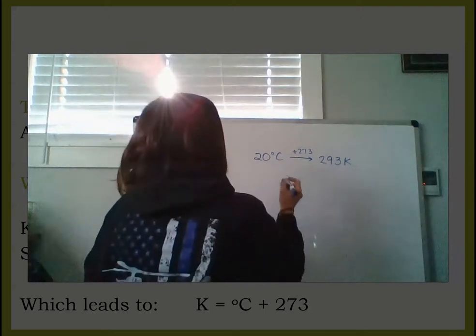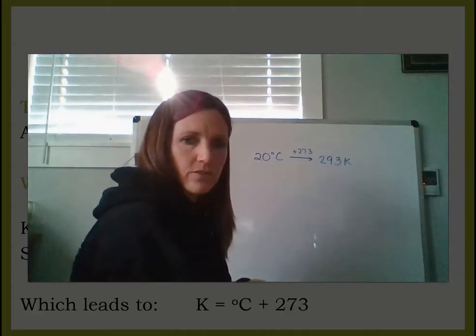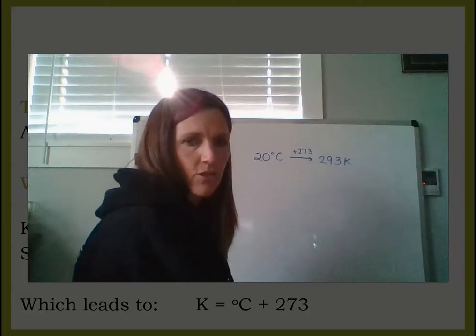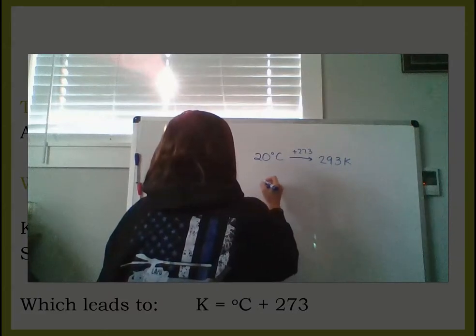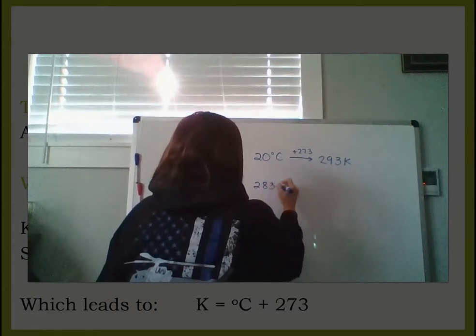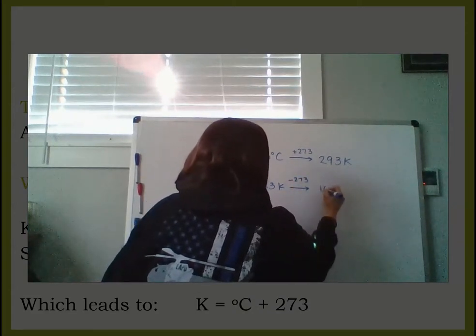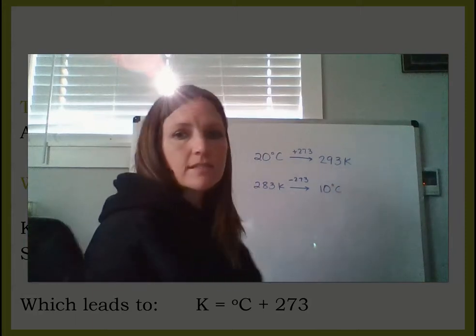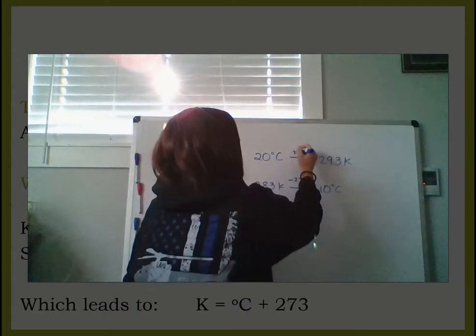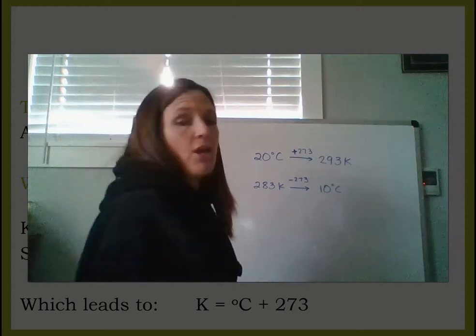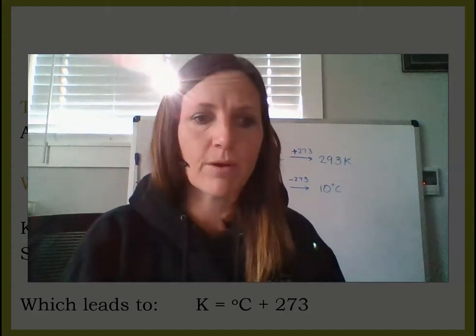If I were going to take my number back, let's say I finished my problem and it said, what temperature in Celsius is the new balloon? And I got an answer out of my problem that was 283 Kelvin. I would then subtract 273 to get 10 degrees Celsius for my answer. So if you want to go from Celsius to Kelvin, you add 273. If you want to go from Kelvin to Celsius, you subtract 273. So we'll be doing that regularly, kind of at the beginning of each of our problems.